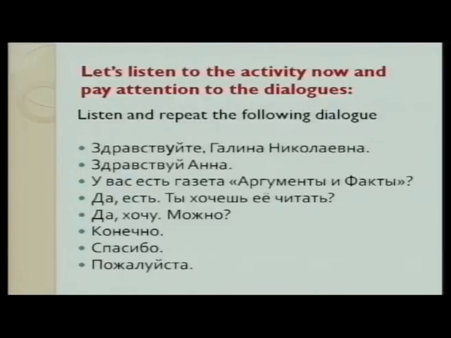Да, есть. Ты хочешь ее читать? Yes, I have. Do you want to read it? Here, when we use the expression ты хочешь ее читать, for newspaper we have used ее. Газета ends with а and belongs to the feminine gender. That is why ты хочешь ее читать, you want to read it. Да, хочу. Можно? Whenever in Russian we use the expression можно, it means may I. Да, хочу, можно. Yes, I want, may I.